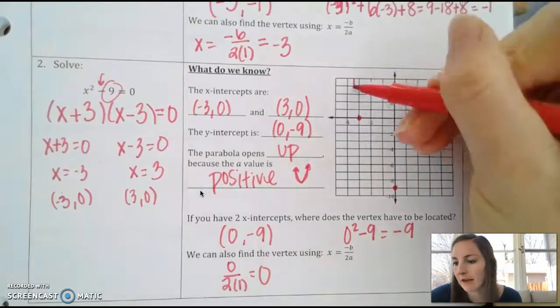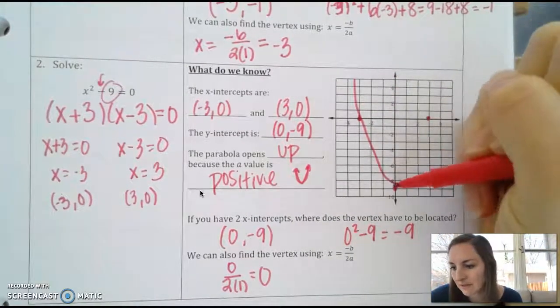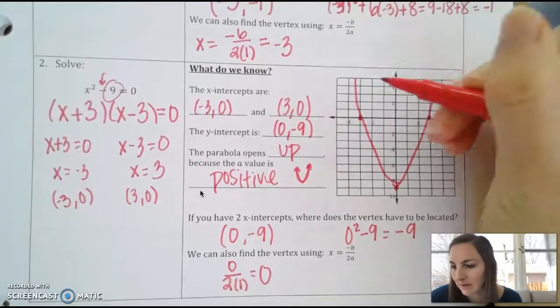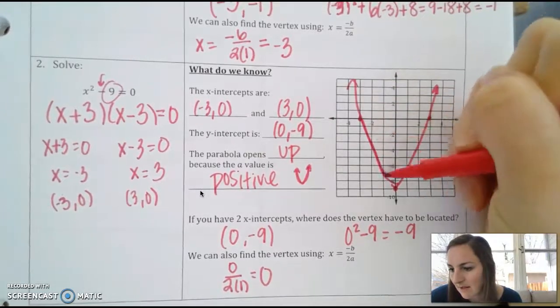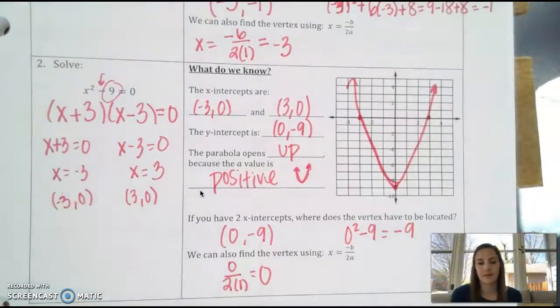So we'll go ahead and graph this. Missed my vertex a little bit there. There we go. And that is my vertex with my two x-intercepts. So we're going to set it equal to 0, factor, and then solve.